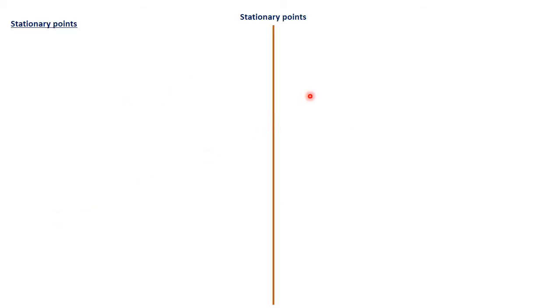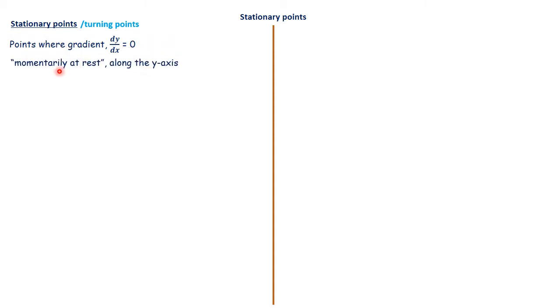Stationary points. Stationary points are actually turning points. Those two words are used interchangeably, or they are synonymous. When you talk about stationary and turning, we mean the same thing. These are points where the gradient, change in y over change in x, is 0. It's a point where the curve is momentarily at rest. That means it's horizontal. It has no gradient. As far as the y-axis is concerned, we're not going up or down.